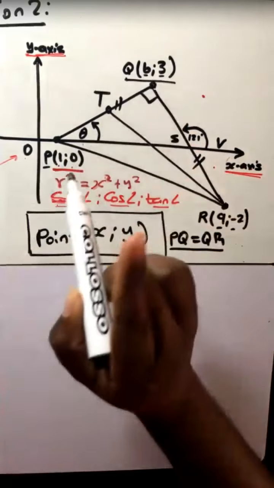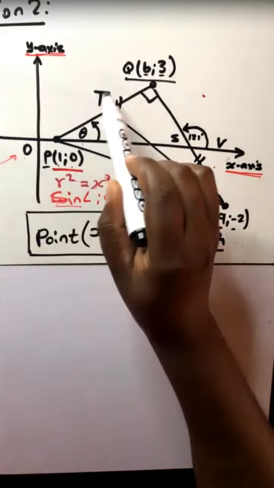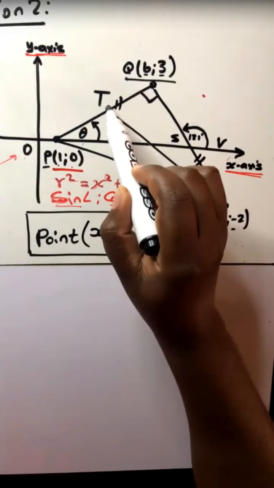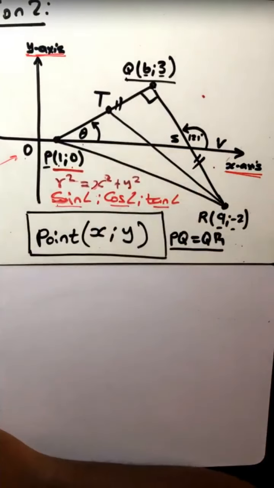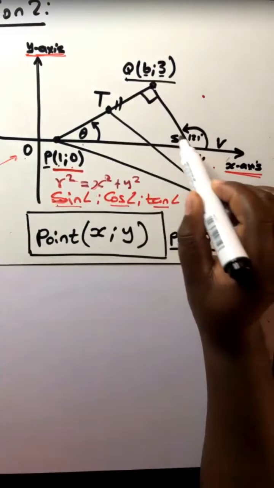So the moment it is stated that T is actually the midpoint of these 2 points, then I'm already thinking about the midpoint formula. So guys, let's continue. S is the point of intersection of RQ and the x-axis. Before I even go far, I have to first look at where that S is. Okay, so there is S, guys.